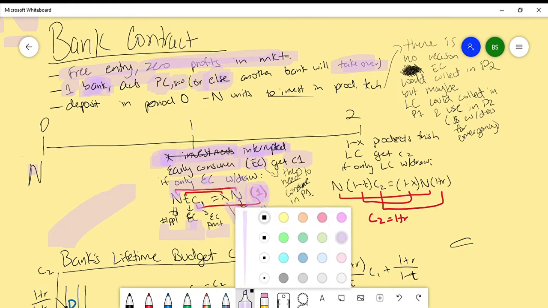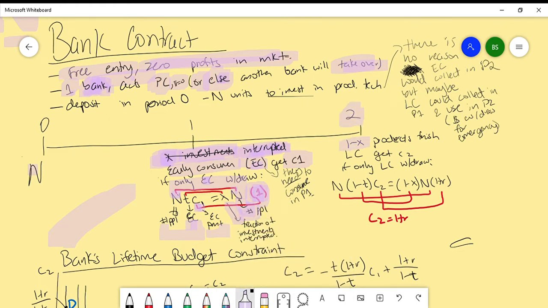Okay, in period 2, 1 minus x projects all finish. They're not interrupted because they all ended, I guess they were only 2-year projects. So they all finished by the end. And all the late consumers decide to withdraw and they get their C2 dollars. At this point, only late consumers withdraw, so this condition is met.